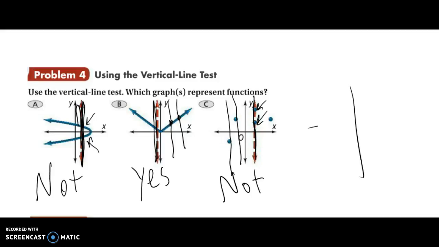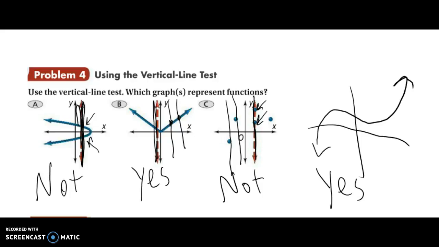Right here in your notes packet, why don't you try drawing another yes function? Here could be an example. What did you draw?